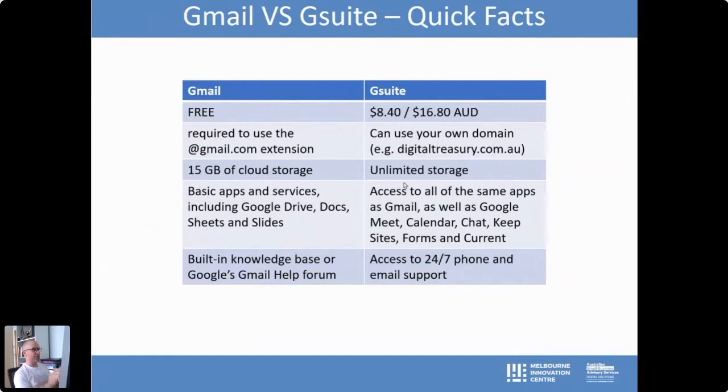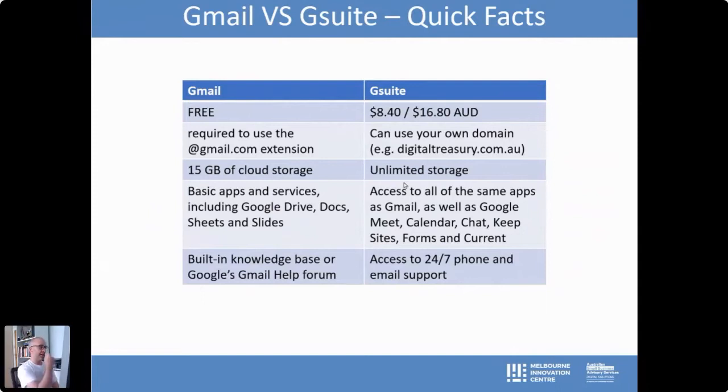So in terms of G Suite, I was just mentioning that in my business I use the paid G Suite account, and it allows me to have that email at my own domain. So it's brett@digitaltreasury.com.au. The benefits of G Suite is it gives you unlimited storage on the G Drive application, and as well as the apps that come with Gmail, it gives you access to a few other apps as well. Although Calendar is on Gmail as well, so I'm not sure why I put that there.